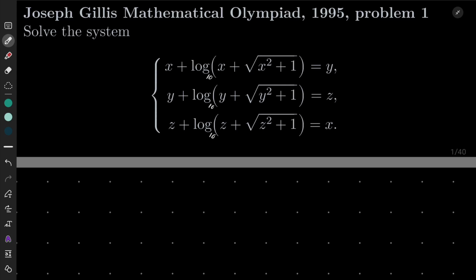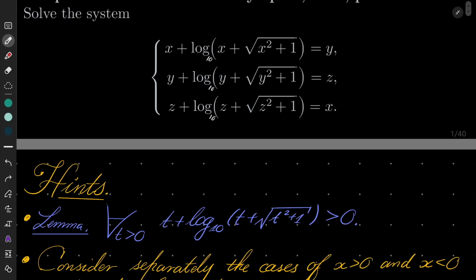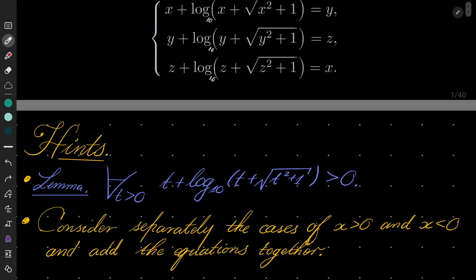So we wish to solve the following system. Here are my hints. Crucially, prove the following lemma: if t is a positive number, t plus decimal logarithm of t plus square root of t squared plus 1 is greater than 0. It also works for natural logarithm. In fact, it's true for every logarithm with base greater than 1. And after proving this lemma, consider separately cases of positive x and of negative x, and try adding equations together. So give this problem a try, and I will see you in just a minute.